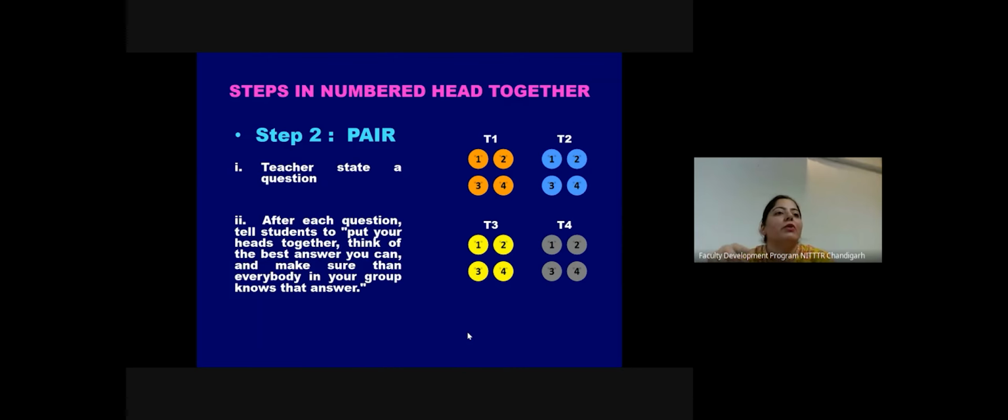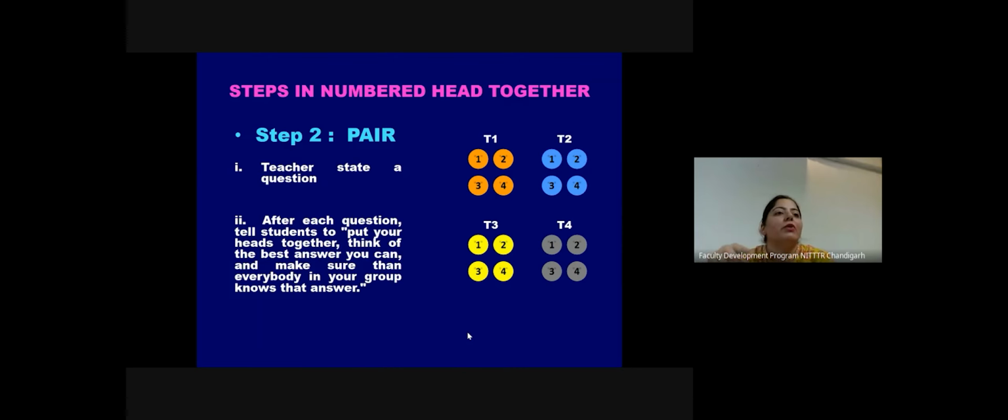So when the question is being asked by the teacher, allow think time to the students where team members are interacting with each other. Here the role of the teacher is to observe what kind of interaction is happening in the team. They are not discussing their personal things, they are discussing the instructional material. So when the students are discussing the information, the teacher is constantly observing or listening to their discussions.